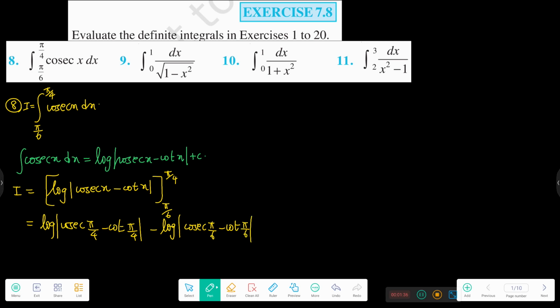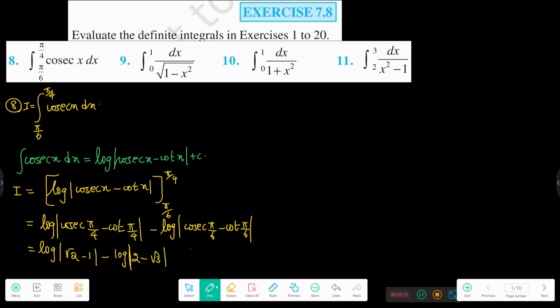Right. Children, listen. Now log of, what is cosecant pi by 4? Cosecant pi by 4 is root 2. Cot pi by 4 is 1. Very good. Minus log of cosecant pi by 6, that is 2. Okay, cosecant pi by 6 is 2. Cot pi by 6 is root 3. Root 3.